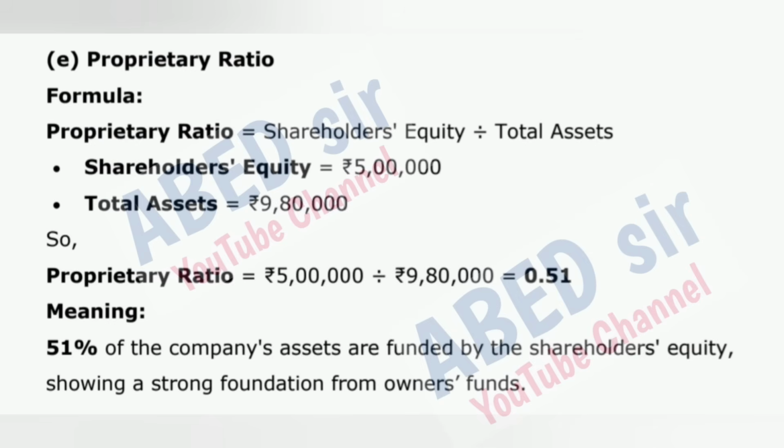E. Proprietary ratio. Formula: proprietary ratio is equal to shareholders' equity divided by total assets. Shareholders' equity is equal to 5 lakhs rupees. Total assets is equal to 9,80,000 rupees. So, proprietary ratio is equal to 5 lakhs rupees divided by 9,80,000 rupees is equal to 0.51. Meaning, 51% of the company's assets are funded by the shareholders' equity, showing a strong foundation from owners' funds.